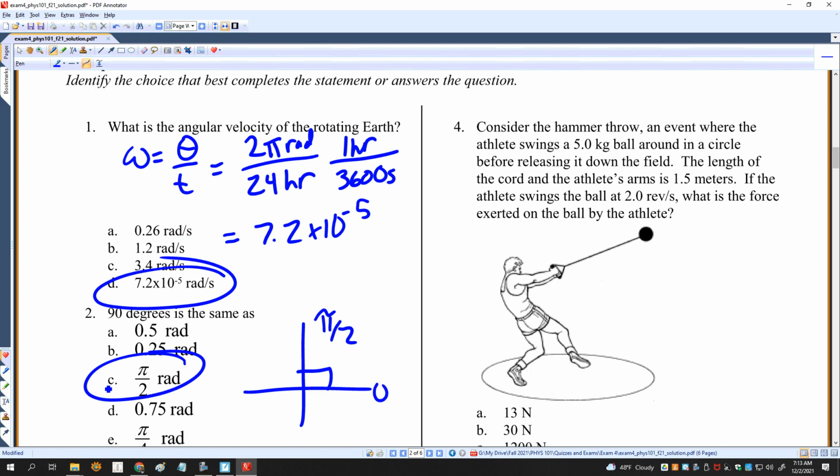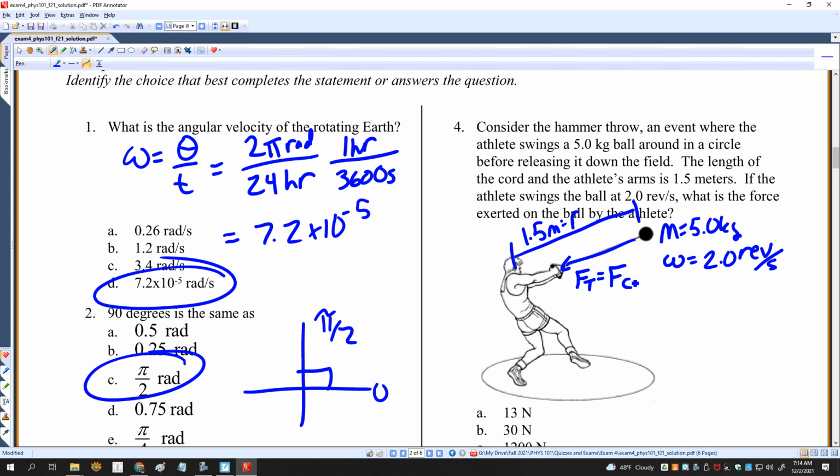Consider the hammer throw, an event where the athlete swings a 5-kilogram ball. So the mass of this thing is 5 kilograms. And then this distance, I'm told, is 1.5 meters. That's the radius. And it swings at a speed of 2 revolutions per second, or an angular speed of 2 revolutions per second. What is the force exerted on the ball by the athlete? So I want to know, what is this tension? And that tension is equal to my centripetal force.